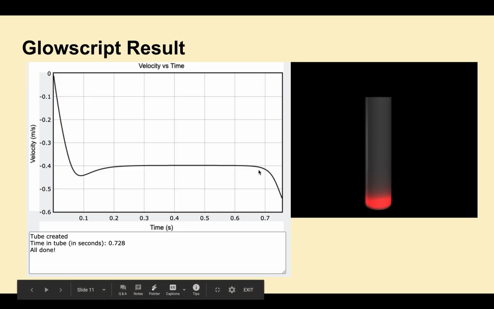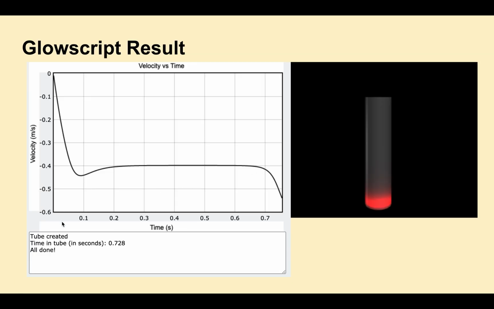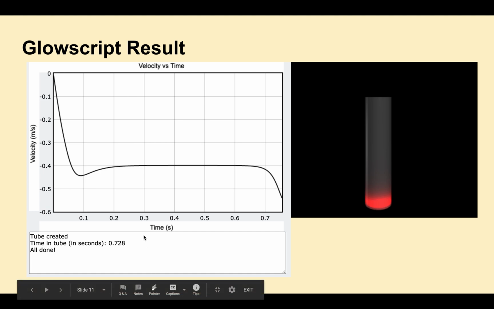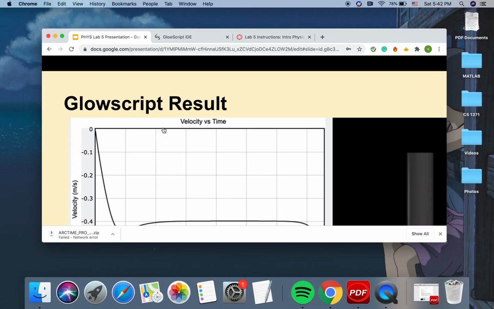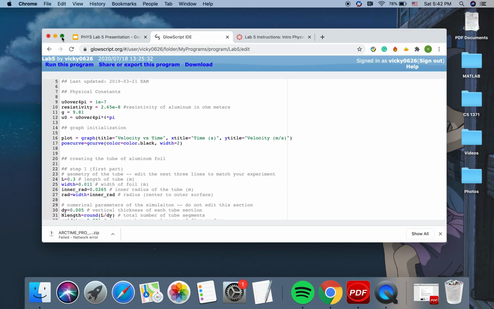And here's the result I got, which is that the computational time for the magnet to fall through the tube is 0.728 seconds, and that is pretty close to my experimental data, which has an average time of 0.788 seconds. And I will show the result.